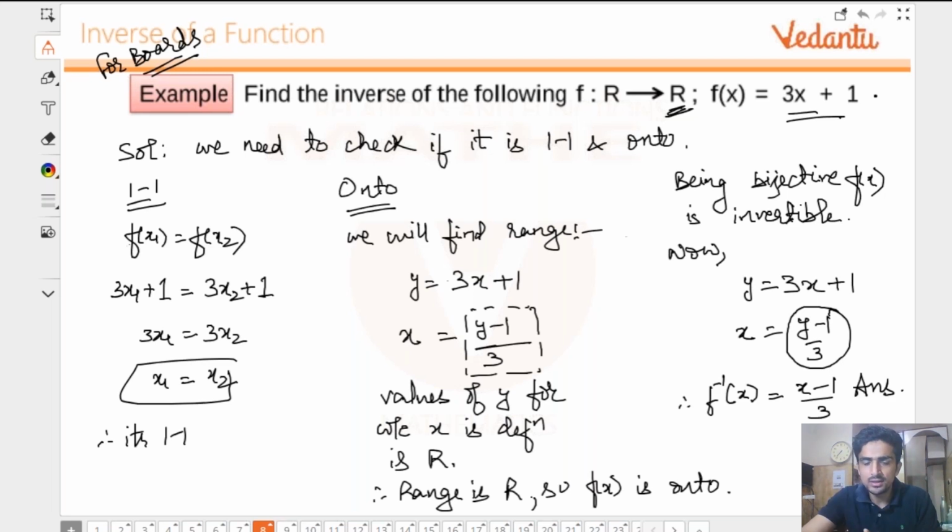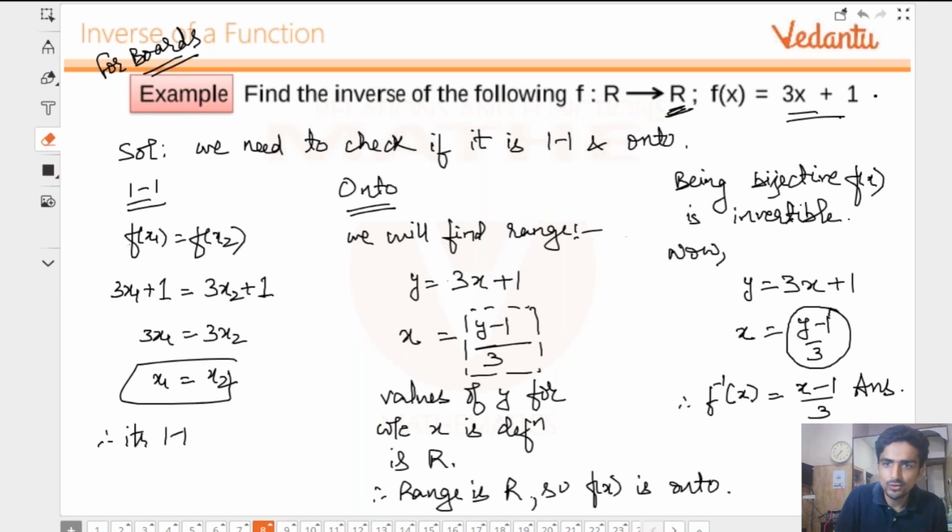Now just take a look. Do not think very critically. It's a basic method for school. Just prove 1-1 and onto first, and then find inverse in this way. That is how you will do it in the question.